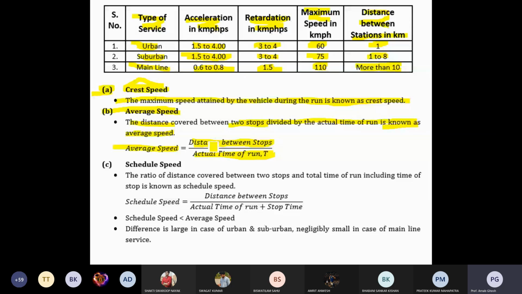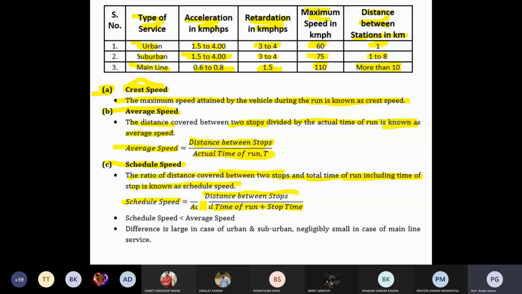Next, point C is your schedule speed. What is your schedule speed? The ratio of distance covered between the two stops and the total time of run, including the time of stop, is known as the schedule speed. So normally, the speed you calculate for your locomotive of your EMU is called the schedule speed. So the schedule speed is the distance between the stops divided by the actual time of run plus stop time. So stop time is also counted.